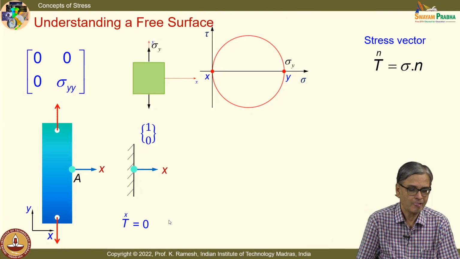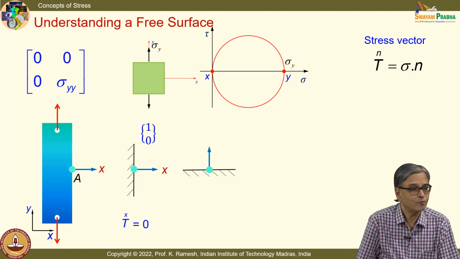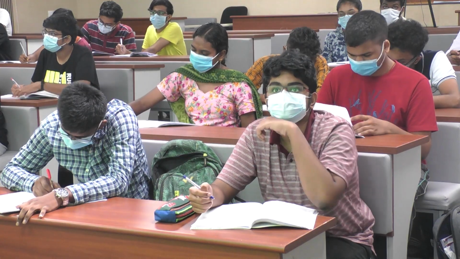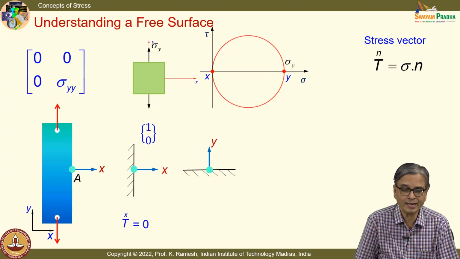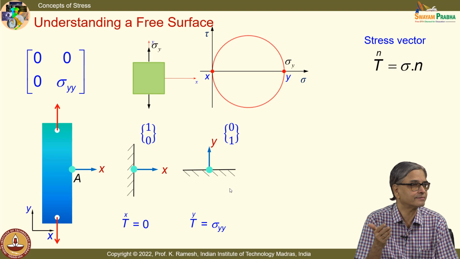Fine. Now, let us look at the same point, but we will look at a plane which is the y plane now. When you say the y plane, what are the direction cosines? They are 0, 1, and you can apply the Cauchy's formula. You have the stress tensor here. You can also find out what is Ty, and Ty comes out to be your sigma yy.